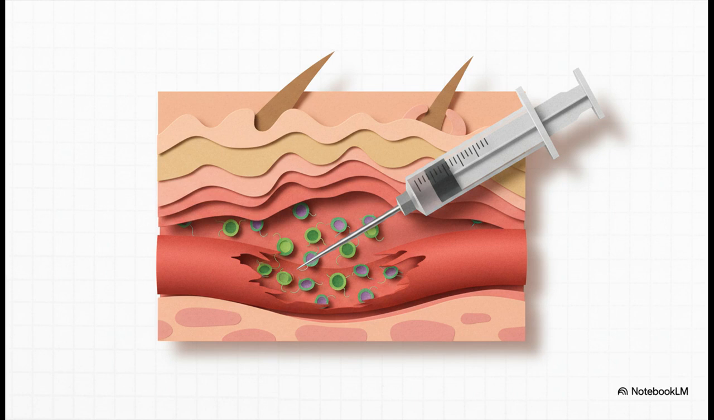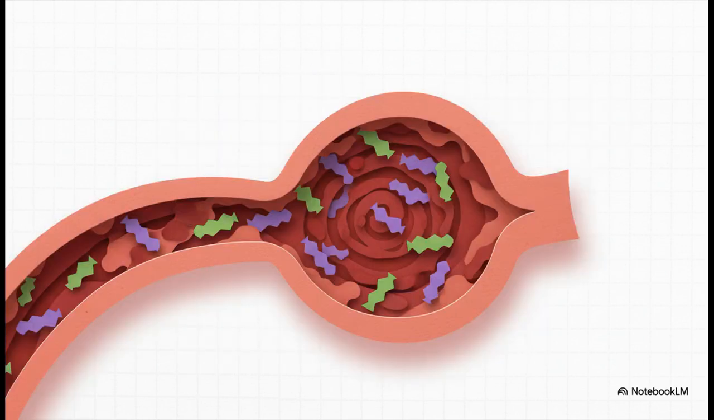Second, we have what's called a post-traumatic pseudoaneurysm. This is all about direct contamination. Think about trauma, sometimes linked to things like illicit drug use or maybe even a medical procedure that went wrong. Bacteria get introduced from the outside world straight into that artery. It's a direct invasion.